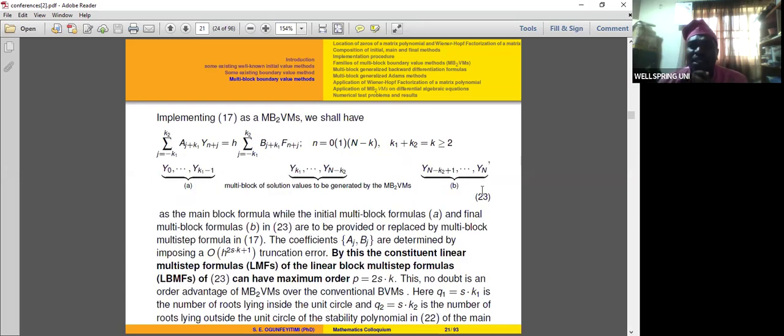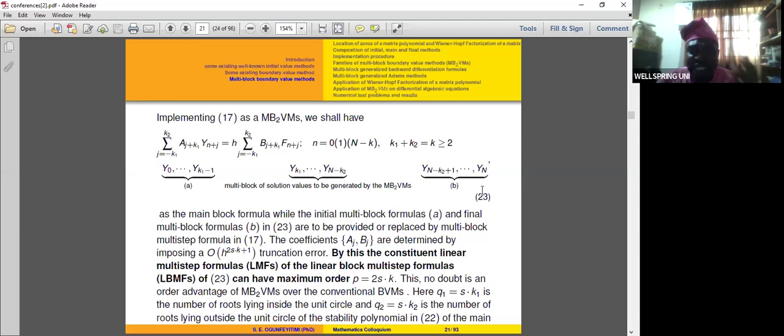How do we now implement the multi-block initial value method as a multi-block boundary value method? Now, we try to derive our multi-block boundary value method from the Chu and Hamilton method using the method in equation 23. Here we have multi-blocks of solution inputs from Y0 down to YK1 minus 1. Then we have Yn minus K2 plus 1 to Yn, which are the final multi-blocks of the method that we must couple along with the method in 23 before we can be talking of a multi-block boundary value method.